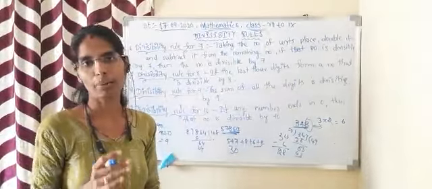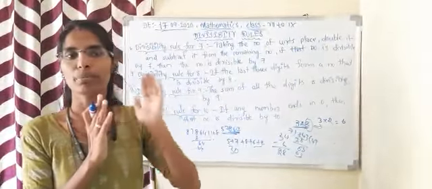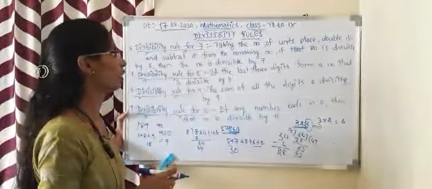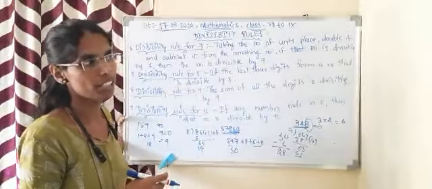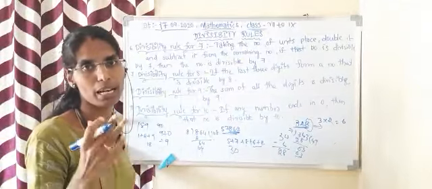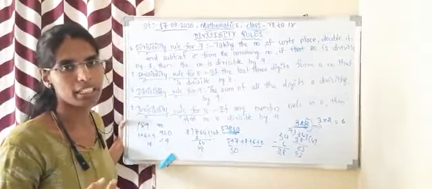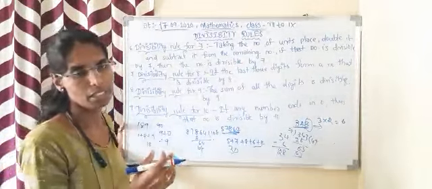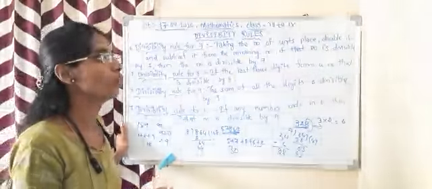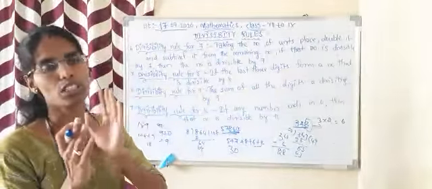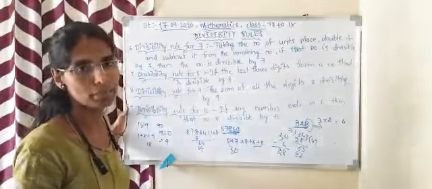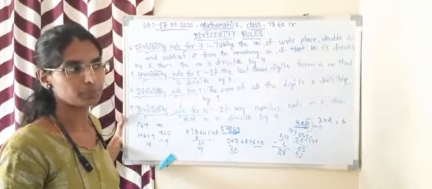We all know that if a number ends with 0, it is divisible by 5 and also by 10. These are the divisibility rules for 7, 8, 9 and 10. For 7, take the number in the units place, double it and subtract it from the remaining number. If that number is divisible by 7, then the whole number will be divisible by 7. For divisibility by 8, if the number formed by the last 3 digits is divisible by 8, then the whole number is divisible by 8.